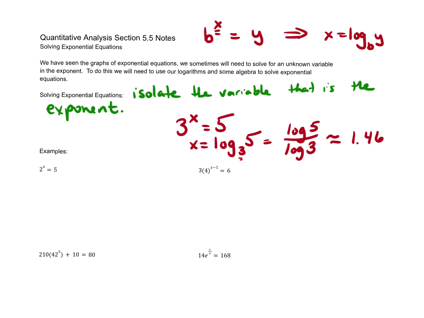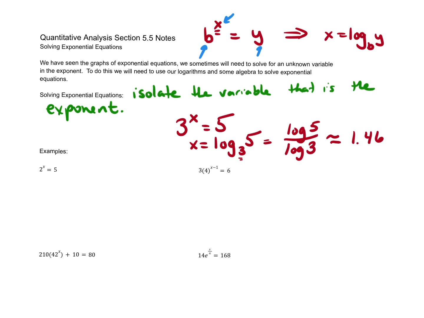Now, just one note about this. To do these problems, you do have to have it in exponential form. You have to have a base to some power equals y. You can't have a number multiplied out front. You've got to get rid of that if you do. You have to have it look just like an exponential equation. If it does, no problem.